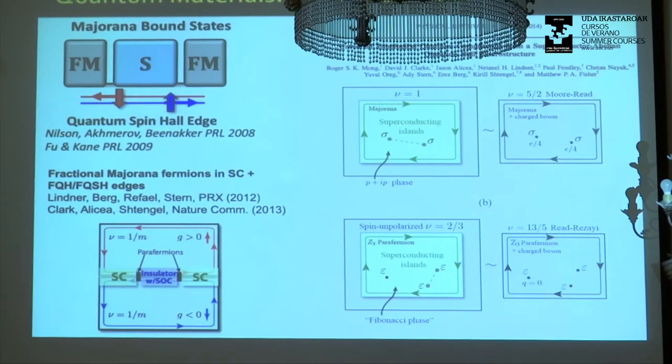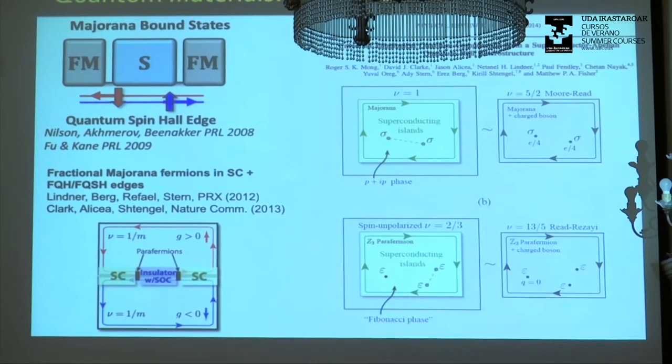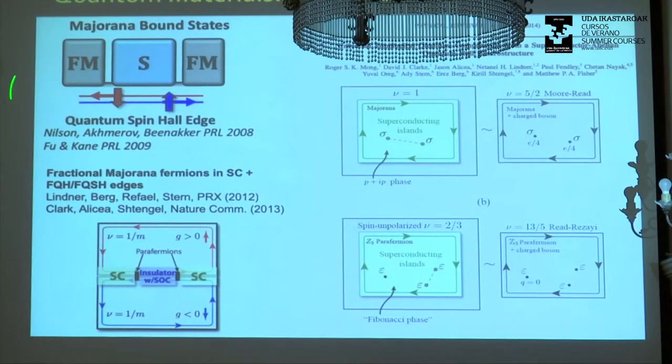Some of the earlier predictions were by Liang Fu and Charlie Kane, and also by Ben Acker, about coupling quantum spin Hall systems to superconductors and ferromagnets to induce Majorana fermions. More recently, more exotic types of topological excitations, as Charlie mentioned, don't give you universal quantum computing power. You can only do certain types of computation.